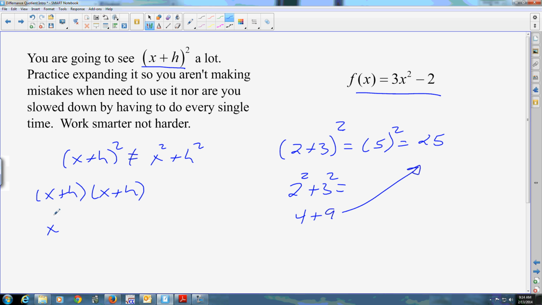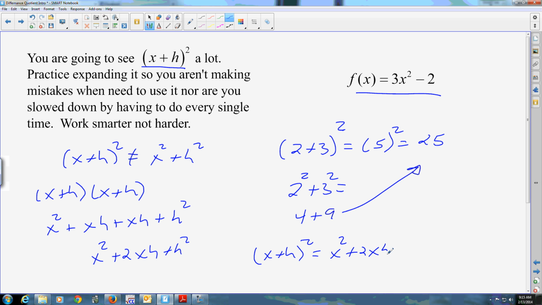When you FOIL that, you get x squared plus xh plus xh plus the last h squared. You get 2 xh's. So you get x squared plus 2xh plus h squared. So when you guys see x plus h squared, remember that it's going to be x squared plus 2xh plus h squared. You're going to see it a lot. If you have to stop and multiply this thing out every single time, you're going to drive yourself crazy. Okay? So if you just get used to that's what this is worth, you're going to be much more efficient at doing these problems. Okay?